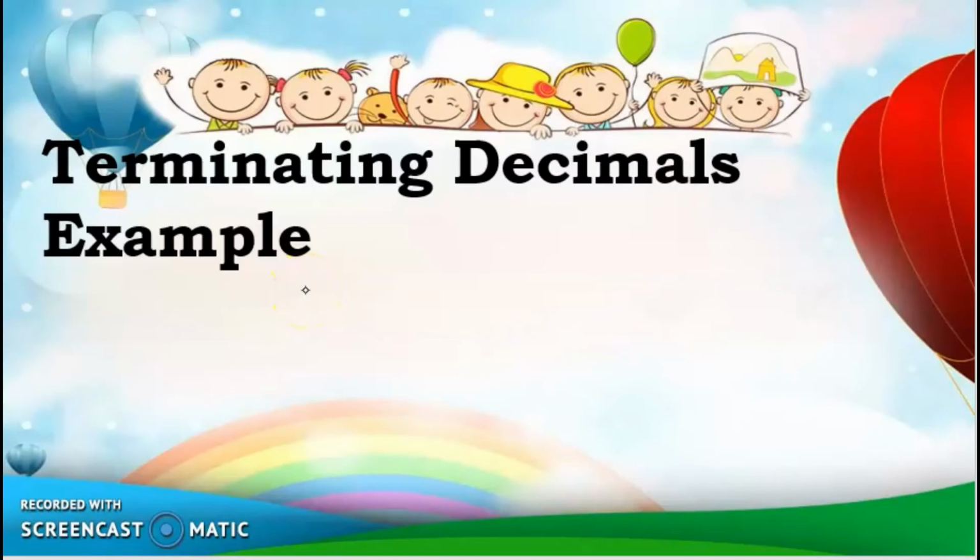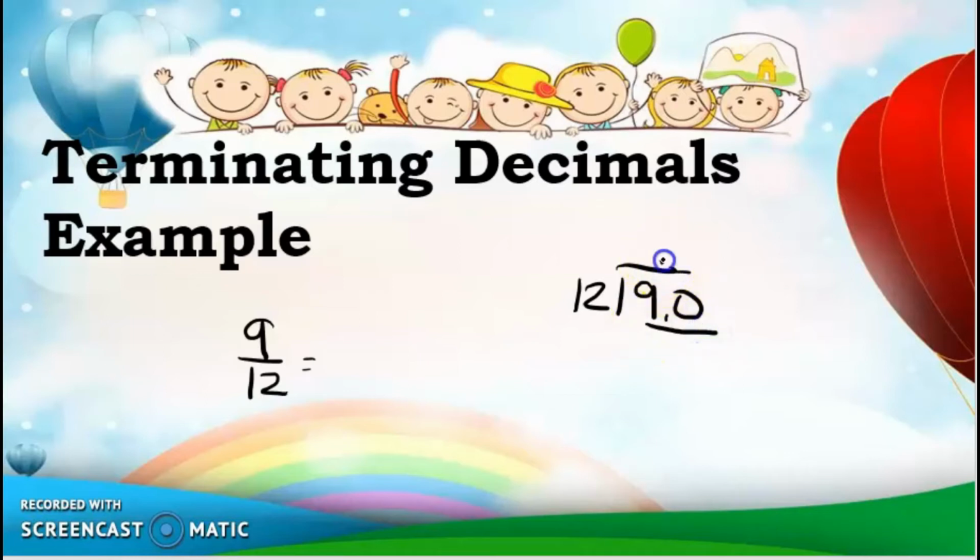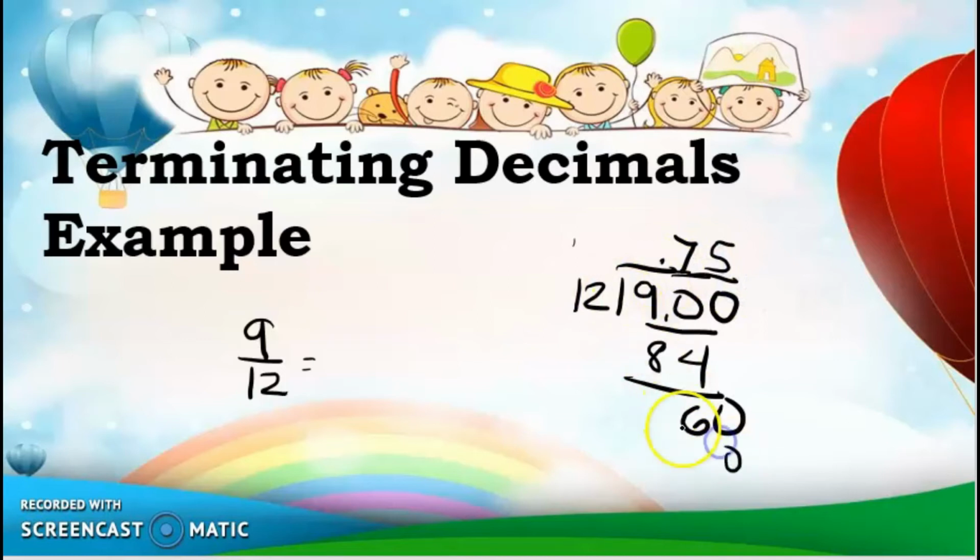Okay, so how do we know if it is a terminating decimal? Let's say for example, 9/12. Let's divide 9 by 12. Add 0, so 90 divided by 12 is 7. 7 times 12 is 84. 90 minus 84 is 6. Add 0, 60 divided by 12 is 5. 5 times 12 is 60.